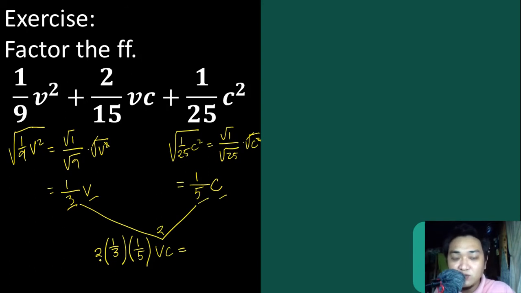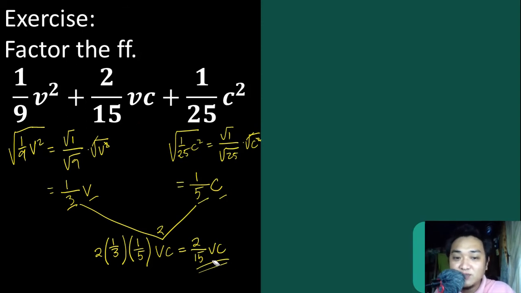Again, 2 here has an invisible denominator of 1. No need to write that. So, numerator times numerator, denominator times denominator, 2 times 1 times 1, that is 2. 3 times 5 is 15 vc. O, check natin kung ito nga yung middle term natin. O, yan. So, yun nga talaga yung middle term natin.